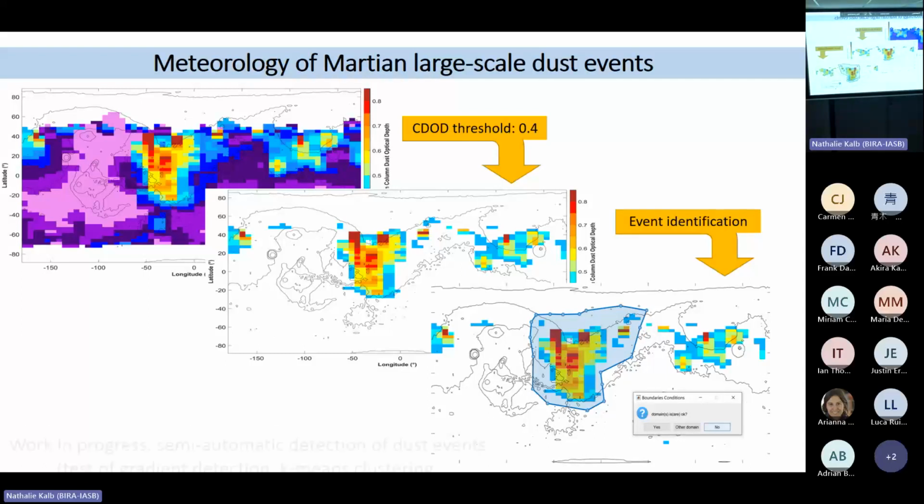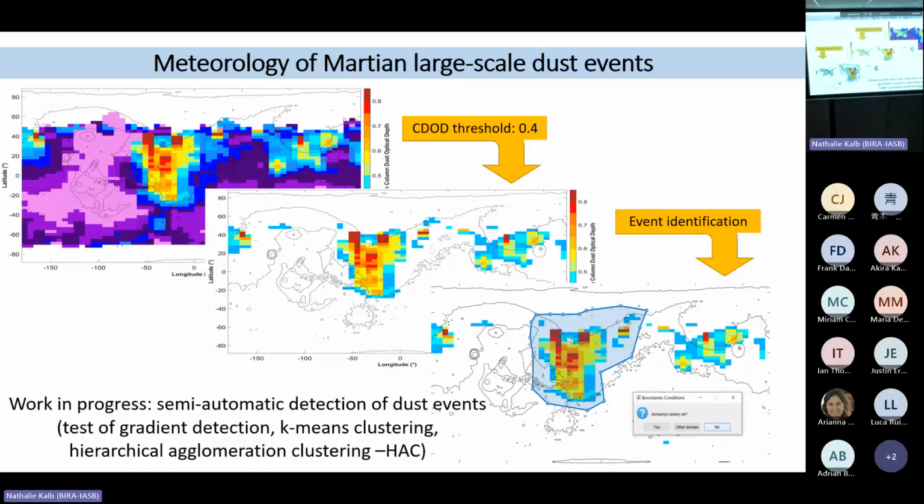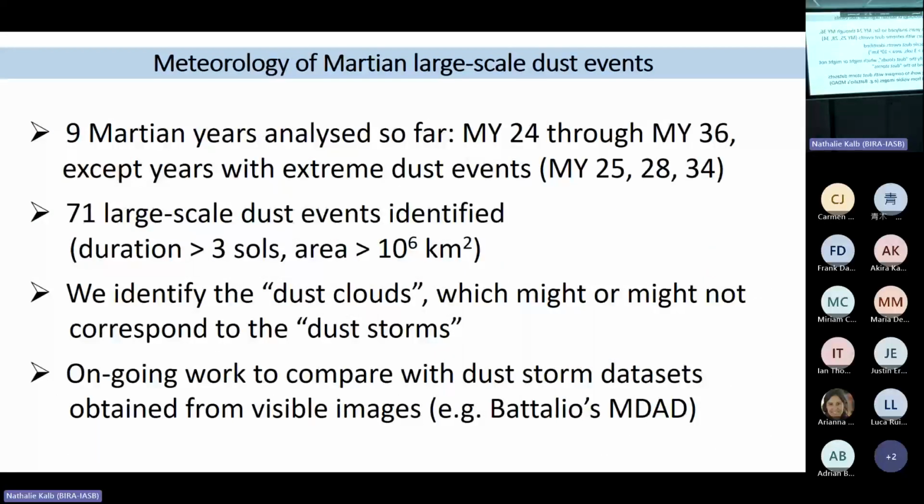So far, a student has been doing it by eye. Of course, there are methods using machine learning to do it automatically, but that's not the problem. The nice thing is that he has already identified 71 large-scale events, and we could do some statistics.